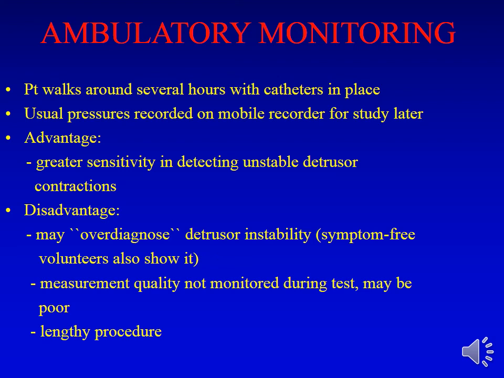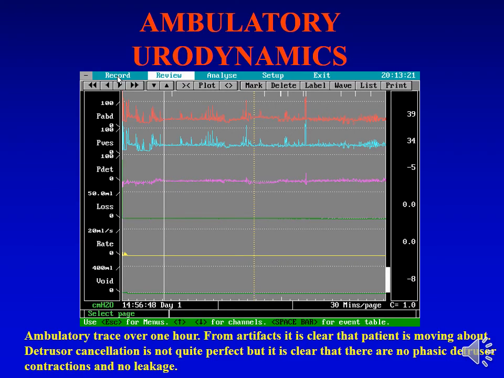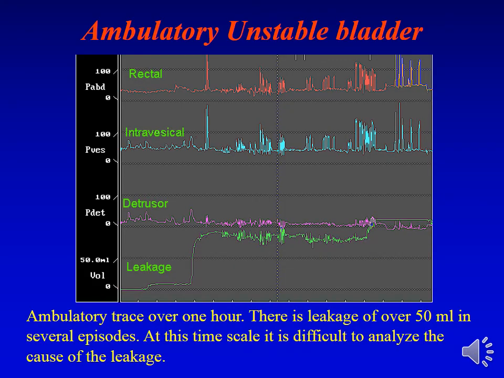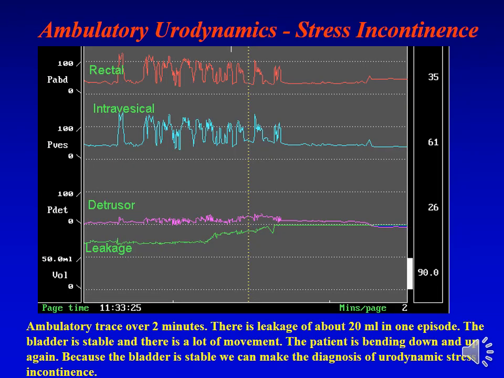In this study, the patient walks around a few hours, the whole day with catheters in place, and the pressures are all recorded on a mobile recorder, something like a Holter ECG for the heart. Same thing, this is ambulatory monitoring, ambulatory urodynamics. I won't go into detail in ambulatory monitoring. Most of the time we don't do it, but these are all different tracings that are seen in ambulatory urodynamics. One needs to troubleshoot all the different false tracings that you can get. One needs to know exactly which are the false ones and which are the true.